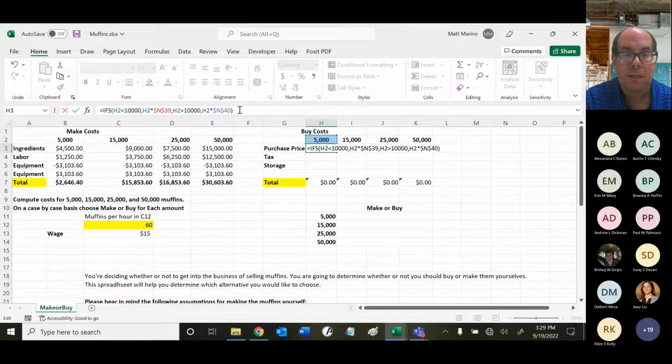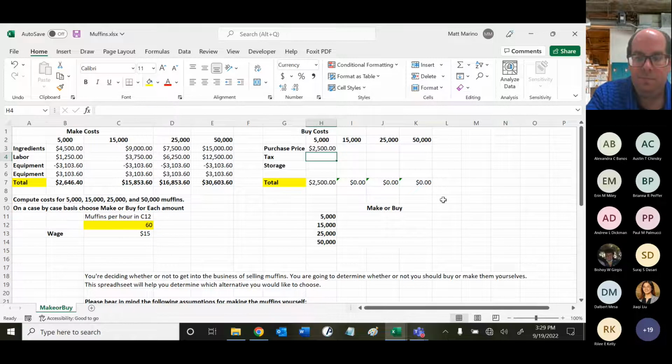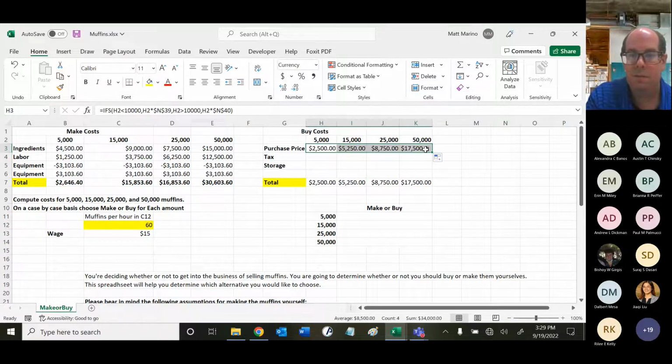So the only one that's less than 10,000 muffins is the 5,000 muffins, correct? So that's the only one we're going to have 50 cents being paid for each muffin. The other three, we're going to pay that cheaper 35 cents. Make sure that the 50 cents and the 35 cents are absolutes, so all you have to do is hit enter and then autofill over.